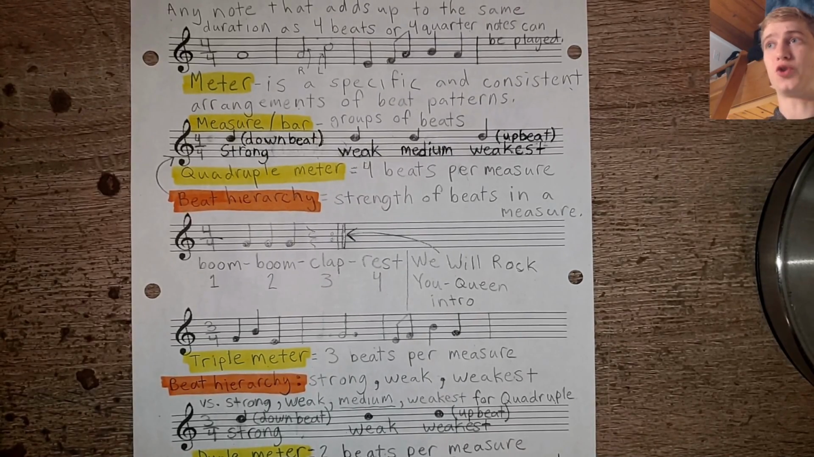Let's move on to triple meter. Triple meter is telling us 3 beats per measure. Our beat hierarchy of a triple meter is strong, weak, then weakest. So let's remember that's different than our quadruple meter. Our quadruple meter had strong, then weak, then medium, then weakest. So right off the bat, we're going to have a different sound there. And here you have your 1 as your downbeat, and you have your 3, your weakest, as your upbeat.